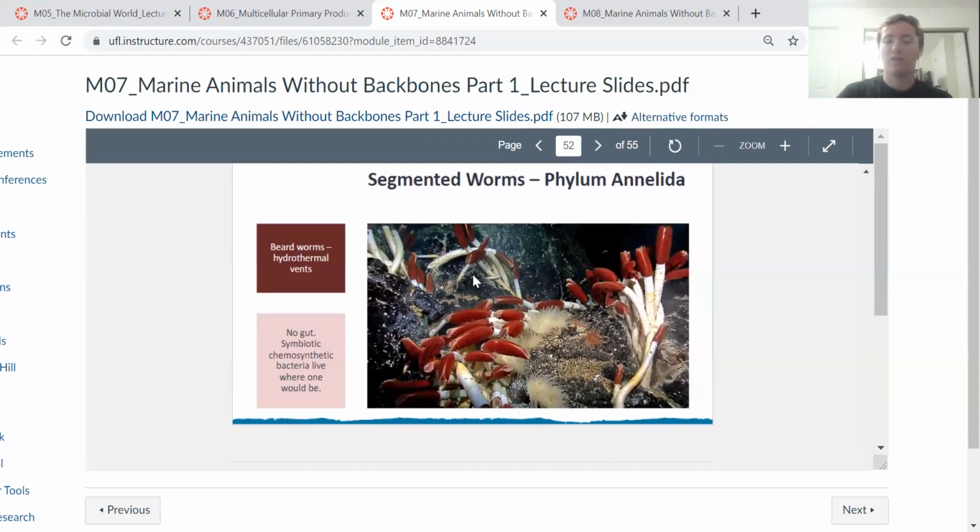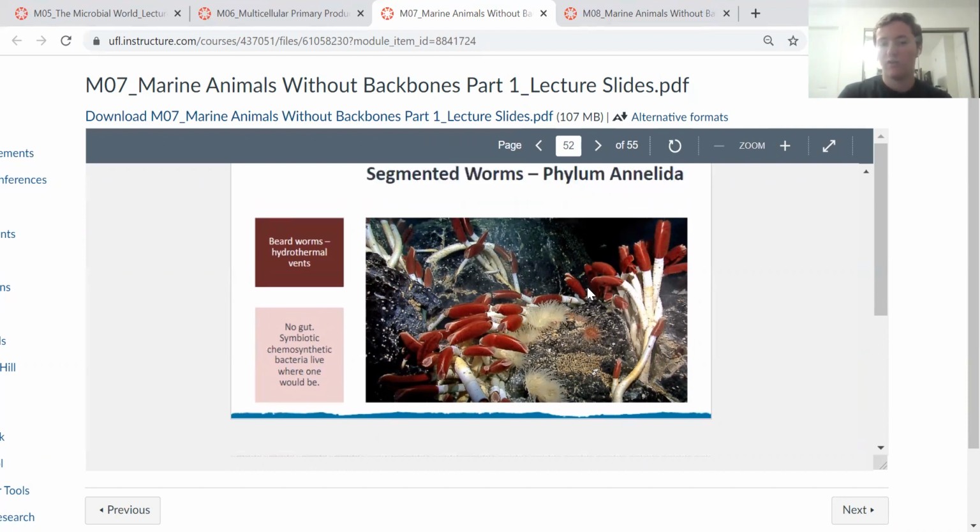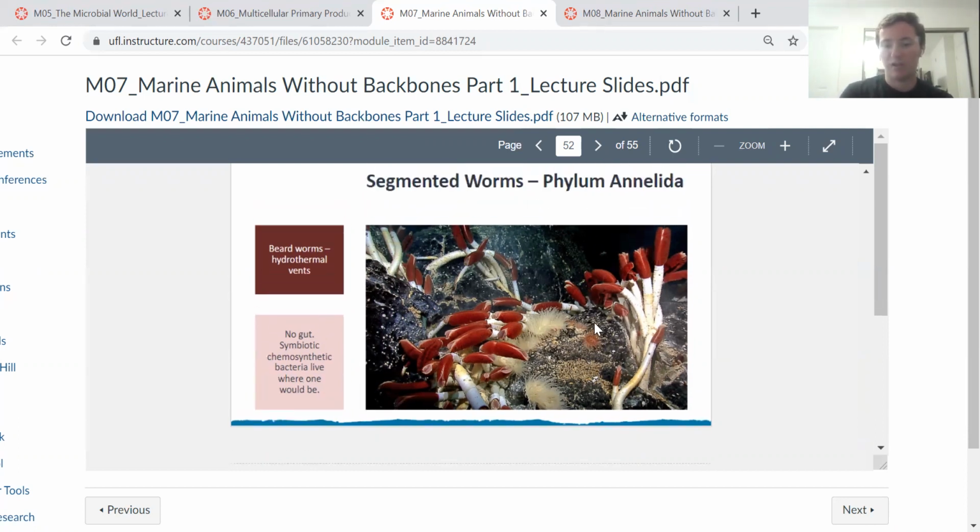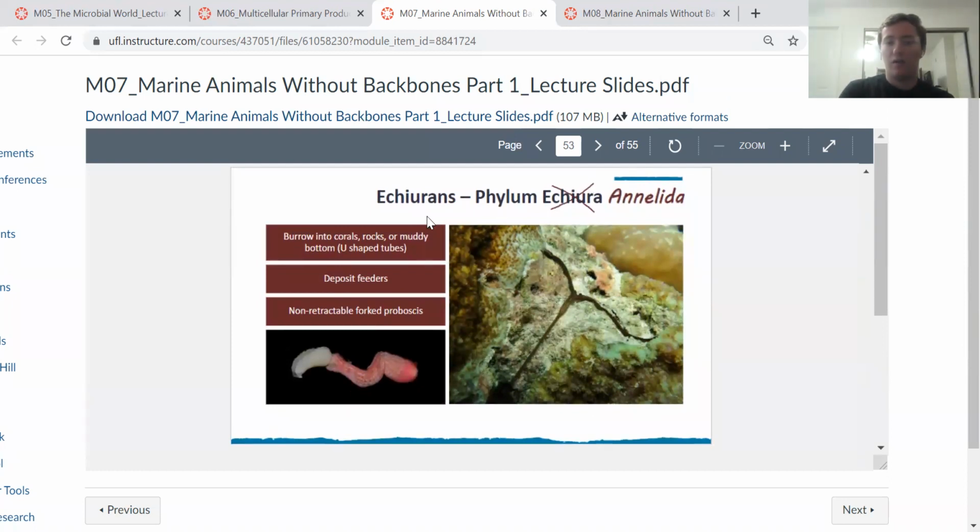Hydrothermal events are important. Just understand some of the adaptations that the beardworm has for hydrothermal events. I think that is something important to know because it is a very different ecosystem down there. Important to note that echiurans used to be their own phylum, but have now been grouped in with the annelids. So I definitely know about that.